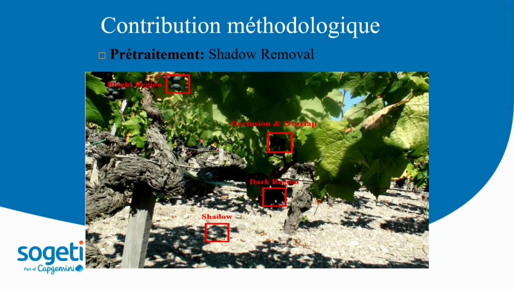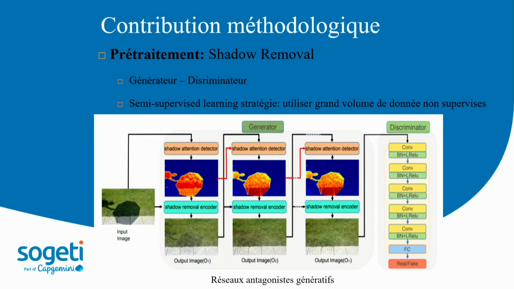Another great noise for us is shadows. As we can see, the shadows and the grapes in the dark region are very similar in terms of colors and also in terms of shapes. So that's really a great challenge for us, to distinguish the shadows from the grapes in the dark region. So here we propose a very advanced technology called a generative adversarial network to produce photos without shadows.